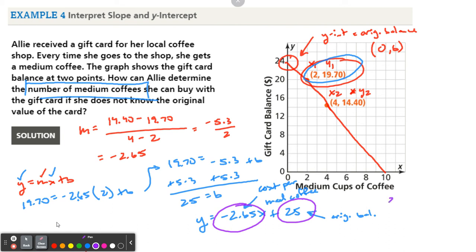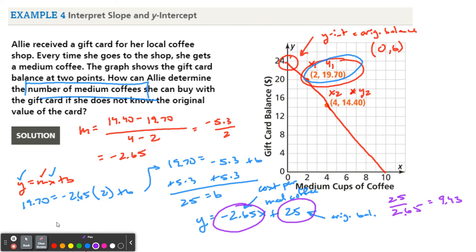I'm going to take 25 and divide it by 2.65. I did this by myself ahead of time, and it doesn't come out nice. I got 9.43. So that means that with the $25, she can afford 9.43 coffees. Well, this is in between 9 and 10. So is it 9 or is it 10? If she were to buy 10 coffees, that would be more than $25. So you cannot round up in this case.